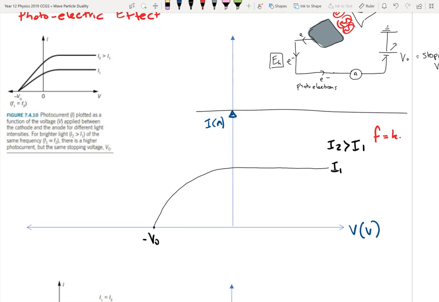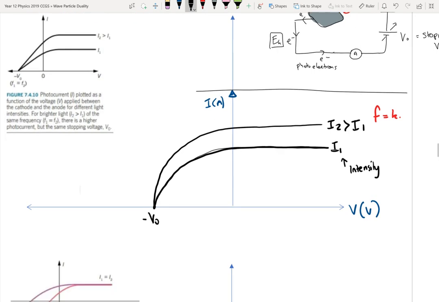What happened was, it made sense that with a higher intensity you had more current, but then it was stopped by the same stopping voltage. Okay? Is I intensity? I in this one here is intensity. The other is current, measured in amps.